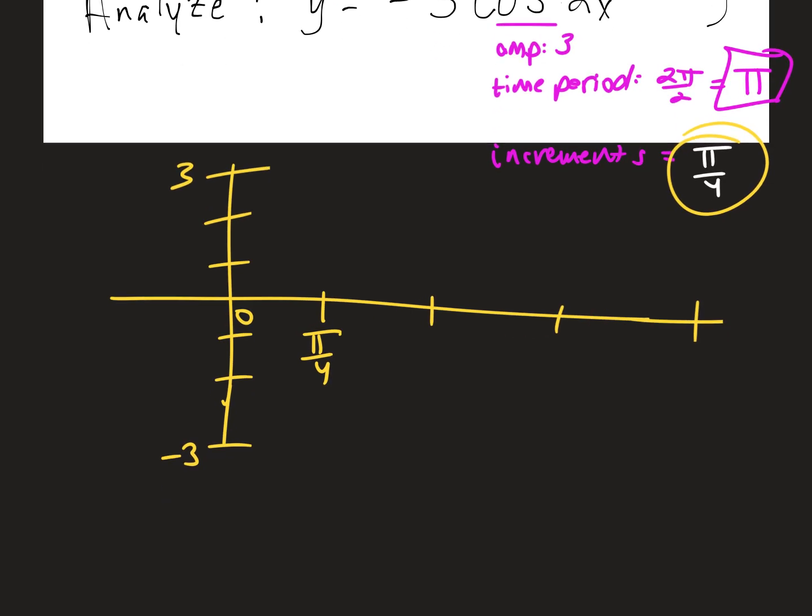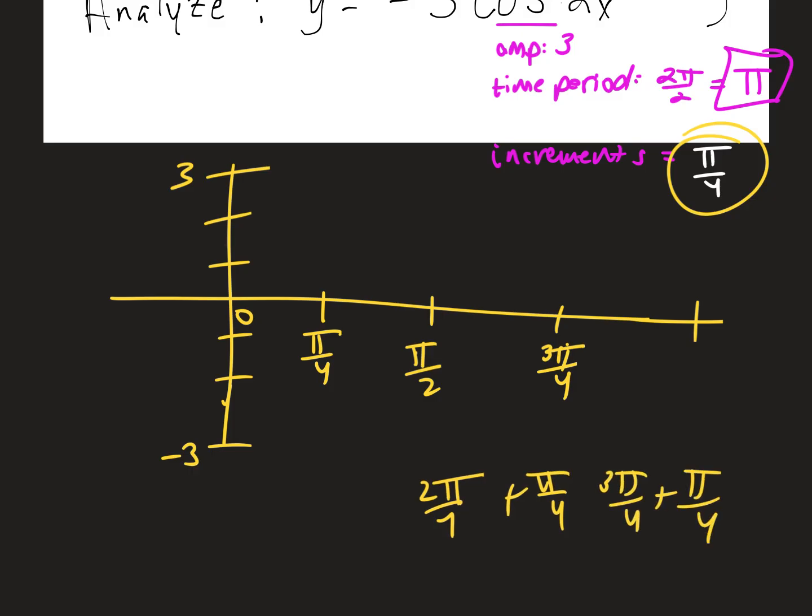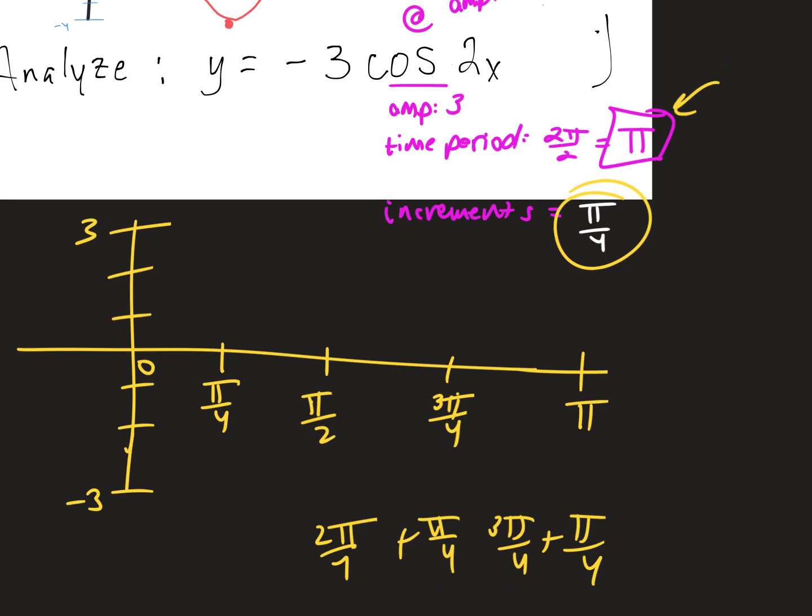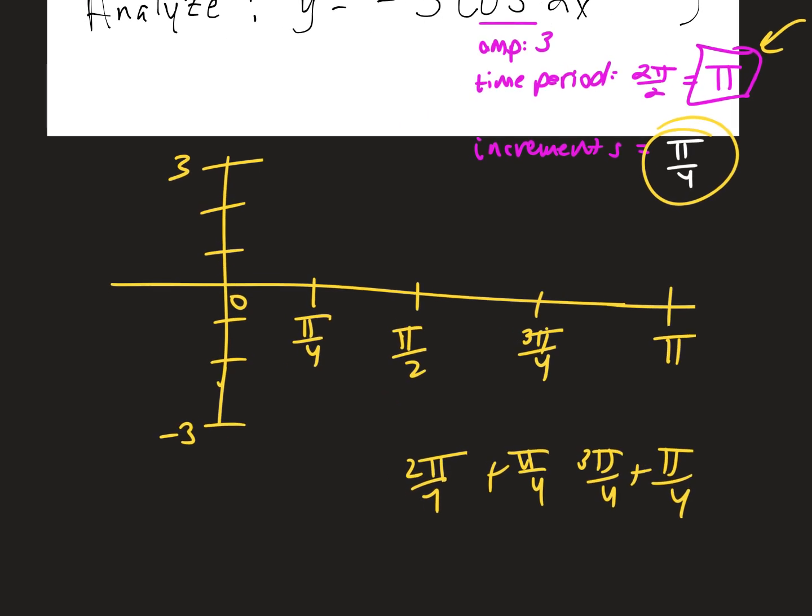So now to get to the next one, I add pi over 4. What's pi over 4 plus pi over 4? 2 pi over 4, right? 2 pi over 4, which gives me pi over 2. So add another pi over 4. What do you get? 3 pi over 4. Good. So if I have 3 pi over 4 and I add another pi over 4, I get 4 pi over 4, which is pi, which isn't that what we were supposed to stop at? All right.